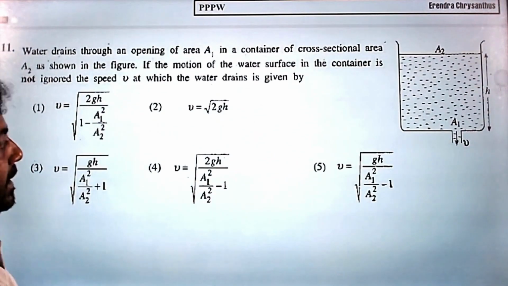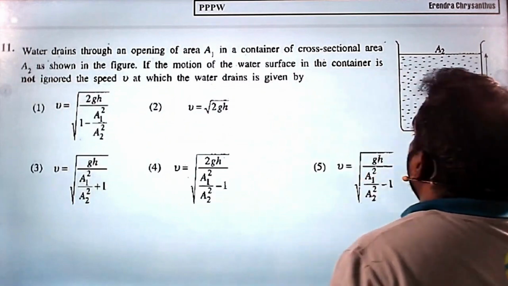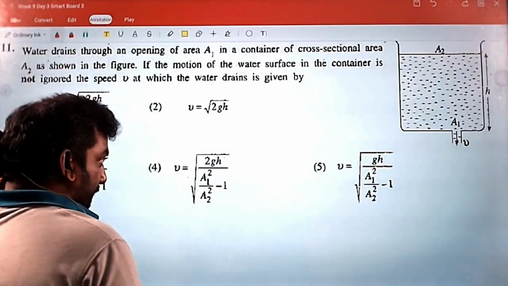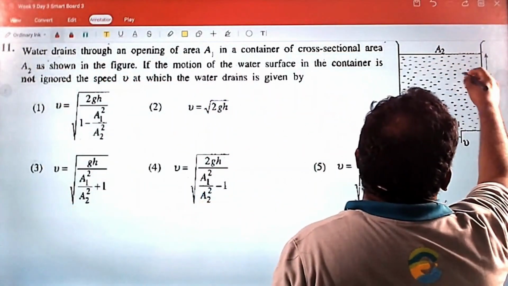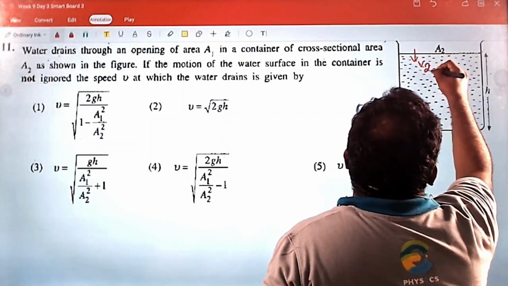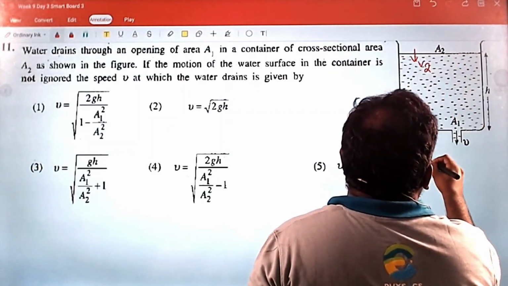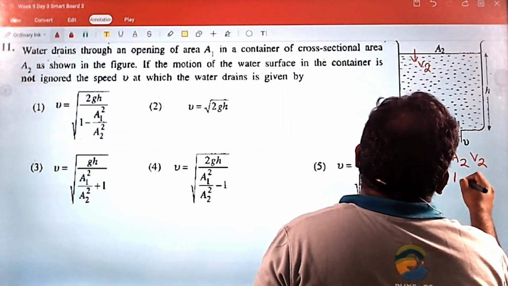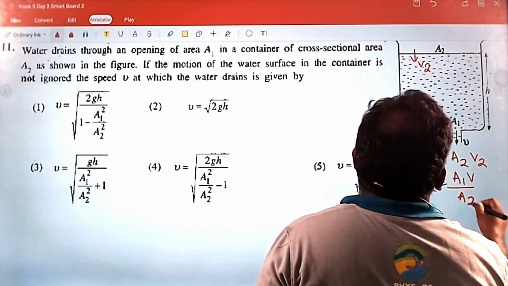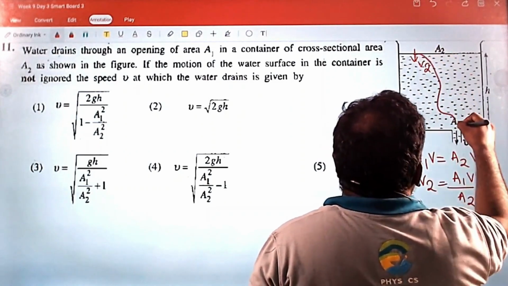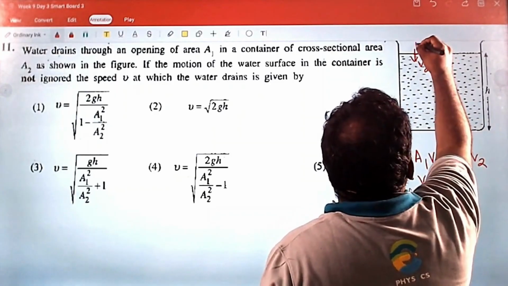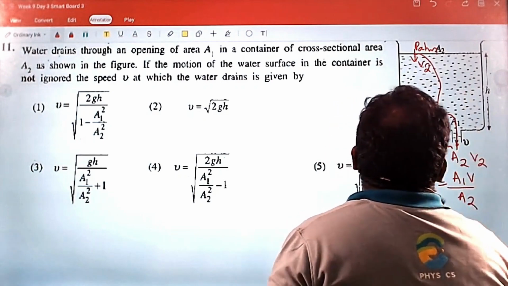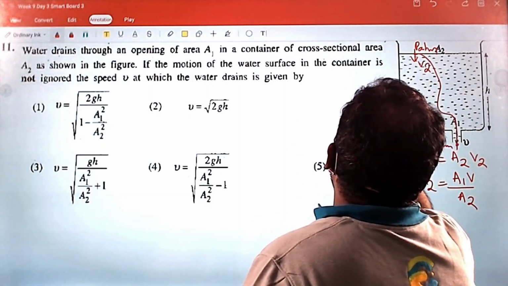Water drains through the opening A1. Cross-sectional areas are given. So if you are a bit smart enough, you can apply Bernoulli, but equation of continuity also. Here there will be a drop in velocity. So A1 v equals A2 v2. v2 is equal to A1 v divided by A2. Now from here I can apply Bernoulli along the same streamline. Here atmospheric pressure, just coming out to atmospheric pressure. Let me take this as the potential energy equals 0 line.